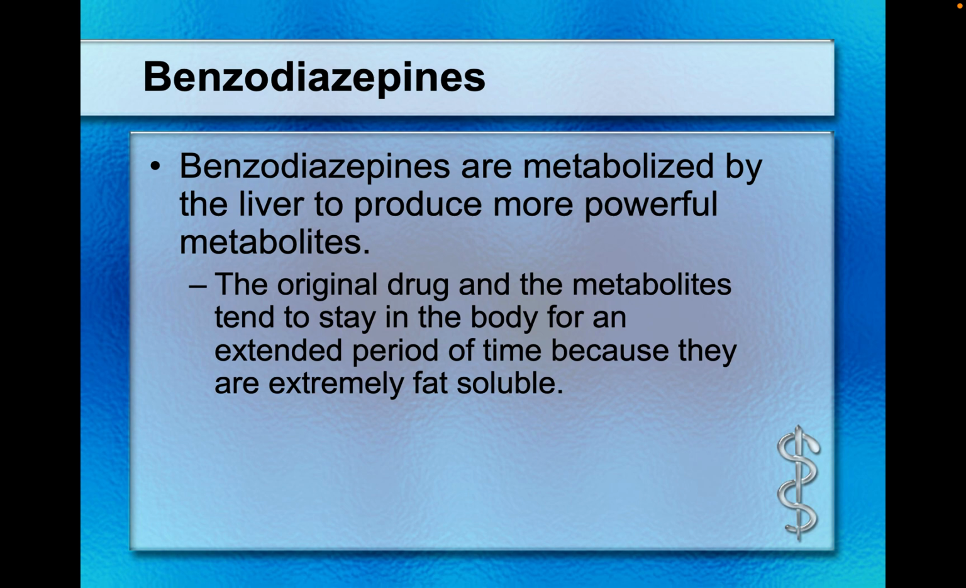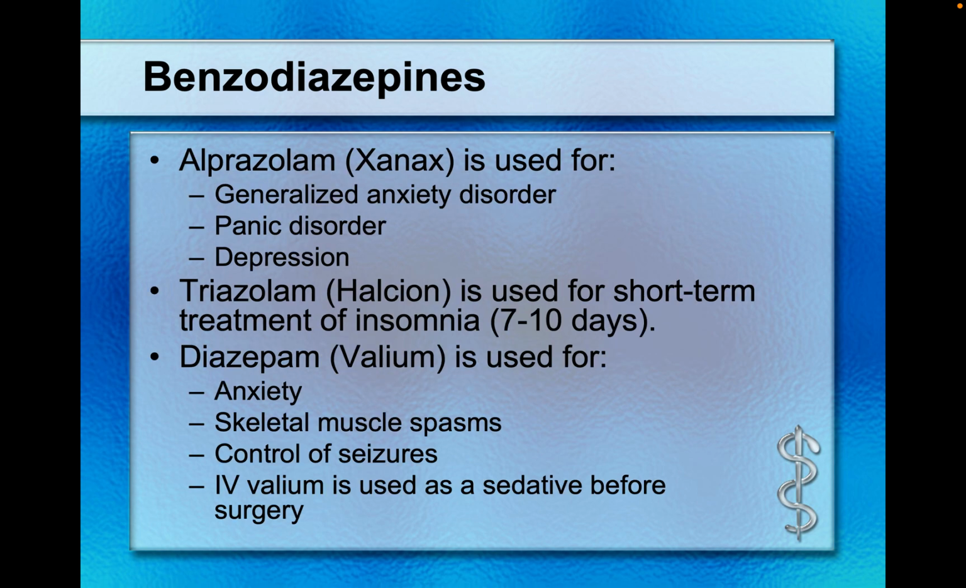Benzodiazepines are metabolized by the liver to produce more powerful metabolites. The original drug and the metabolites tend to stay in the body for an extended period of time because they are extremely fat soluble. Alprazolam, or Xanax, is used for generalized anxiety disorder, panic disorder, and depression.